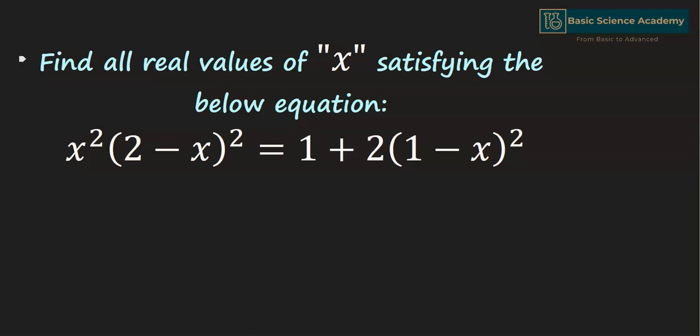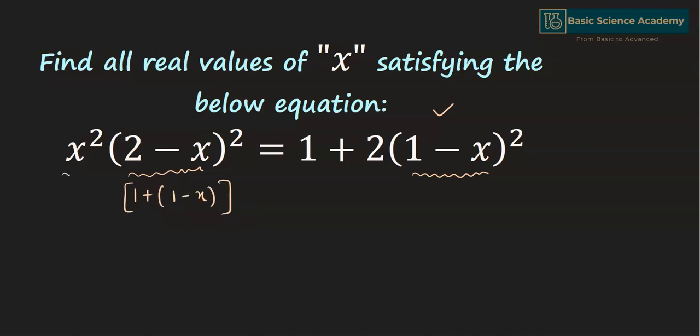So here we have this equation and we have to find all the real values of x satisfying this equation. First of all, let's simplify this equation. On the right side we have 1 minus x. We can write 2 minus x as 1 plus 1 minus x.